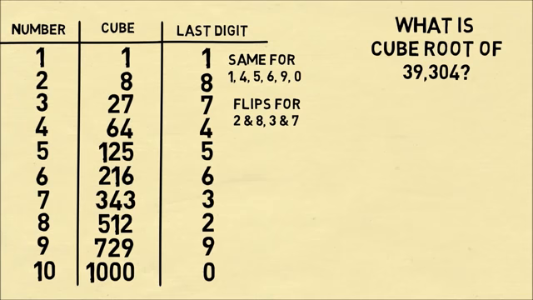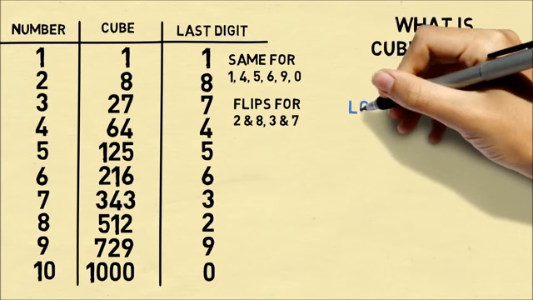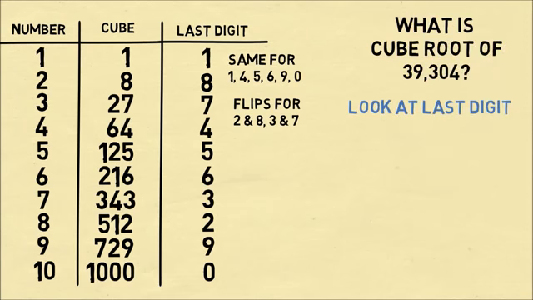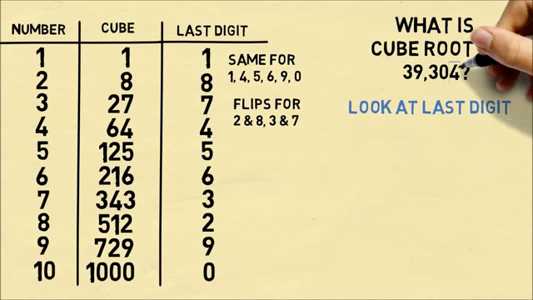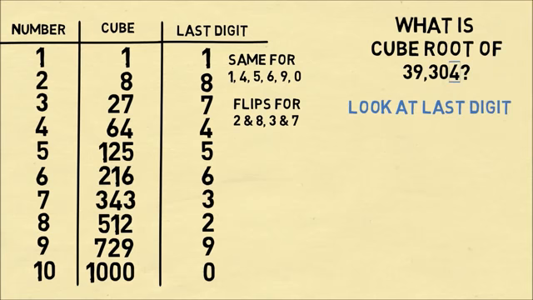What's the cube root of 39,304? The first thing I want you to do is look at the last digit. The last digit of 39,304 is 4, which we're going to put in a box. So we look up 4 in the last digit, and that corresponds to the number 4. So we write down the number 4.